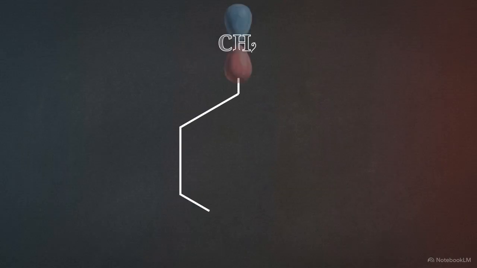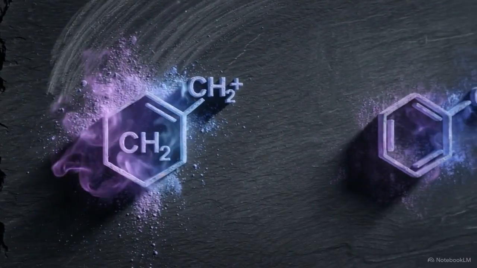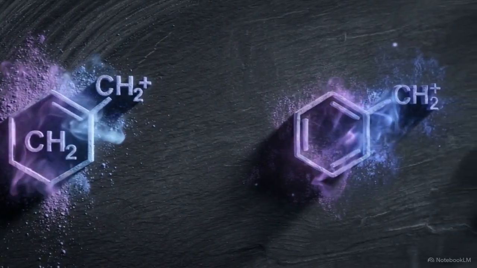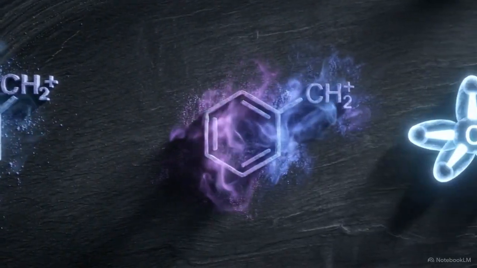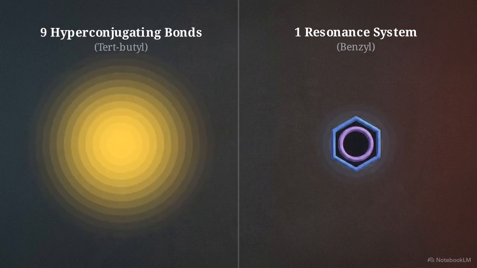In the benzyl cation, the empty p orbital overlaps with the pi system of the benzene ring. This allows the positive charge to be distributed across 3 different positions within the ring itself. If resonance is typically considered the stronger force, why does the tert-butyl cation remain the more stable intermediate? The answer lies in the cumulative effect of the 9 hyperconjugating bonds in tert-butyl.